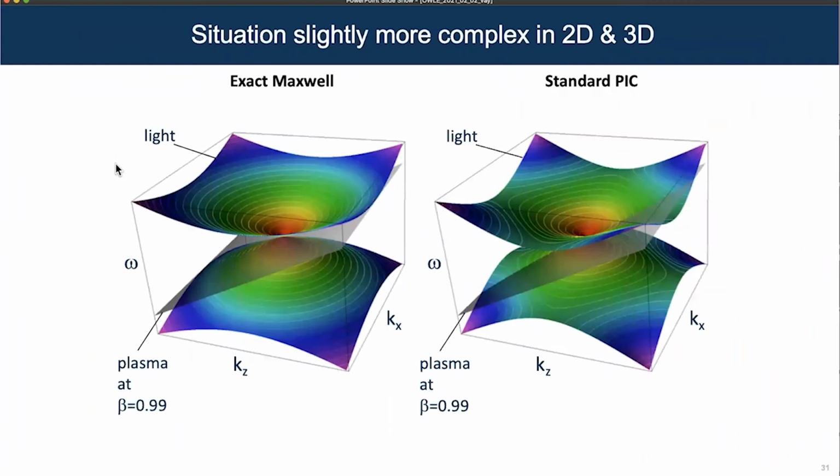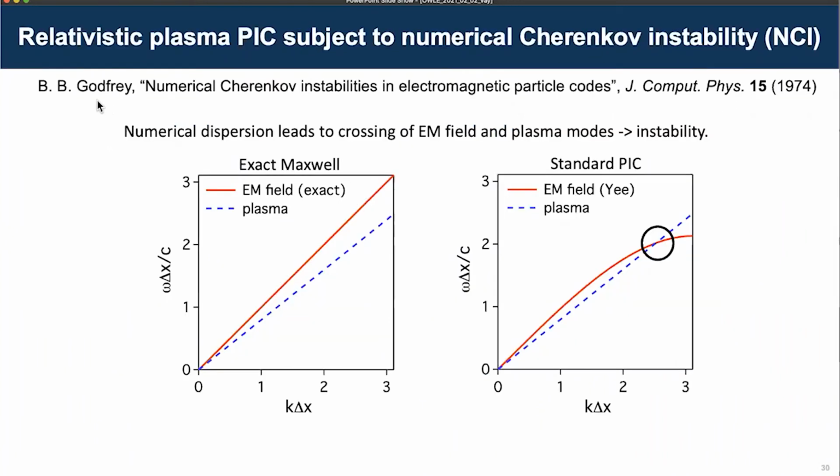So the numerical Cherenkov instability was discovered by Brendan Godfrey in the 70s. And it's very simple, actually. If you look at the Maxwell numerical dispersion, so omega versus k versus numerical parameters, for the E and B field, the exact one is just a straight line that goes at the speed of light. And if you assume that you have a plasma that goes close to the speed of light, then they only intersect at 0, and this is stable.